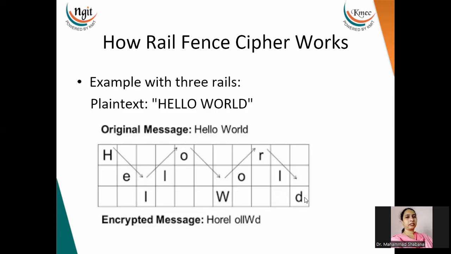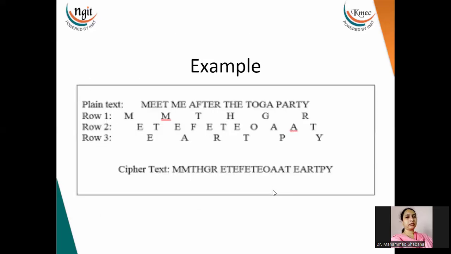We write the text in a zigzag, filling in one row at a time and reversing the direction each time we reach the top or bottom row. After arranging the text, we read each row to get the cipher text. In this case, the encrypted message would be H O R E L O L L W D. So this is one example of the Rail Fence cipher.